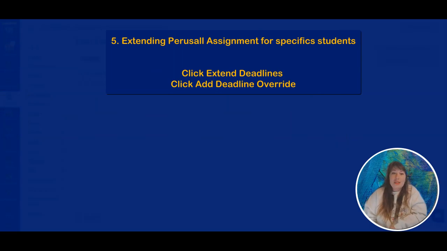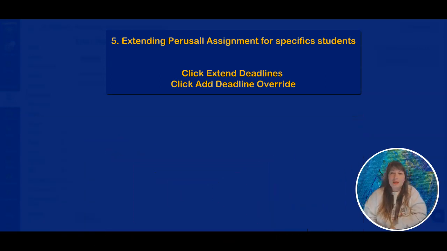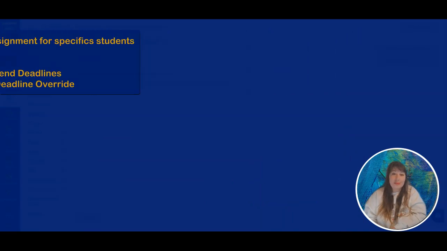Number 5. If you need to extend a Perusall assignment for a specific student or group of students, go to the applicable assignment in Perusall. You're going to click the Extend Deadline for a Student button, then click Add Deadline Override. Select the applicable students from the list and then enter the new deadline.